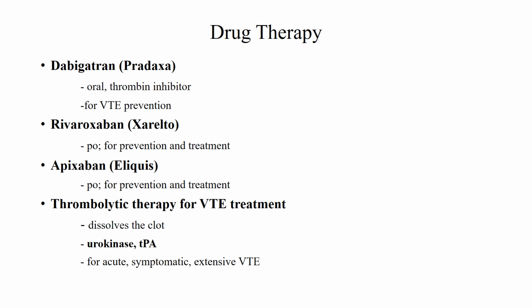So far we've been talking about anticoagulants to prevent blood clotting. But there are also medications classified as thrombolytic agents. So these agents not only are anticoagulants or anti-clotting, but they dissolve the existing clot. And the examples for these medications are urokinase and the TPA.